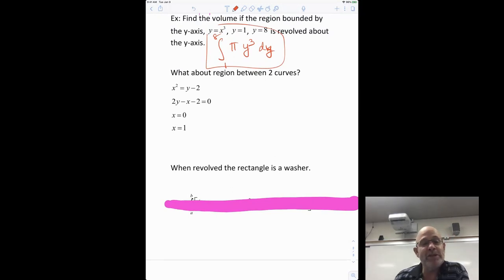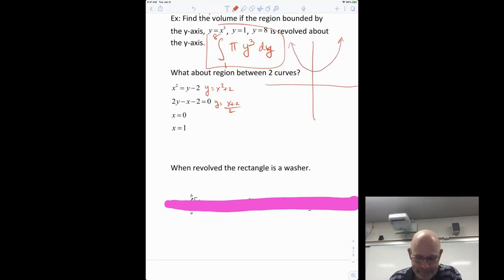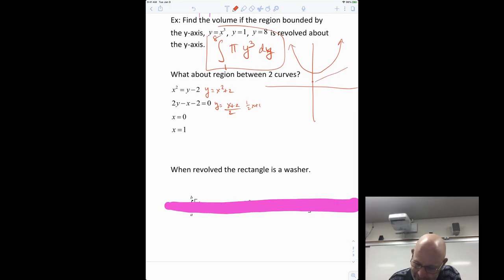So what happens if you have the region between two curves? So watch this. I'm going to rewrite these so we can see them. Y equals x squared plus 2. Y equals x plus 2 divided by 2. So I'm going to draw a little picture somewhere. Sorry, I'm kind of out of space here. Y equals x squared plus 2 looks like this. Y equals x plus 2 over 2, which is 1/2 x plus 1. So it looks like this, roughly. Again, a really rough picture is all you need. X equals 0 and x equals 1. So now my region is here.